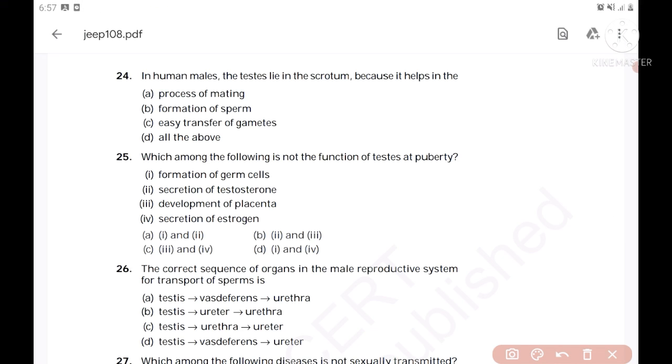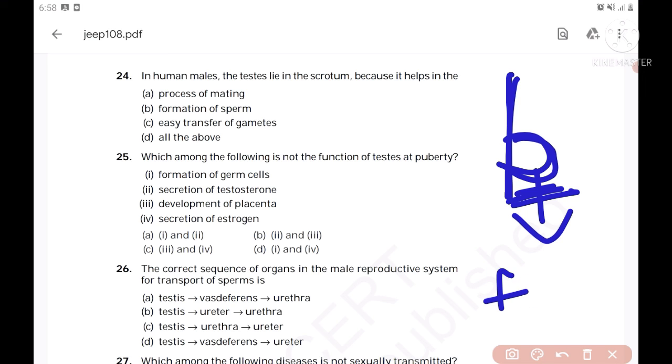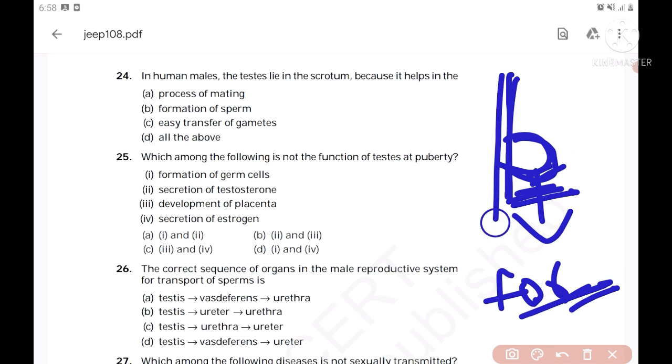In human males, the testes lie in scrotum because it helps in. Okay, actually the scrotum is outside. Suppose this is the body and scrotum is out of our body to maintain the temperature. The testes are nothing but the formation of sperms, they produce sperms. For formation of sperms, it needs a lower temperature than our body temperature. That's the reason it stays outside. So answer is B, formation of sperm. Easy transfer of gametes, no. For easy transfer of gametes, there are enzymes produced so that they'll just flow through it. It's not like that. And process of mating, no.